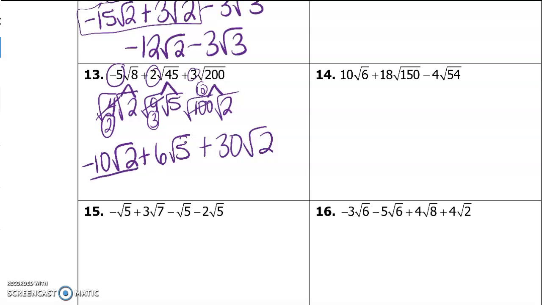So we can put the negative 10 and the 30 together to give us 20 square root of 2, and then the plus 6 square root of 5 comes along.